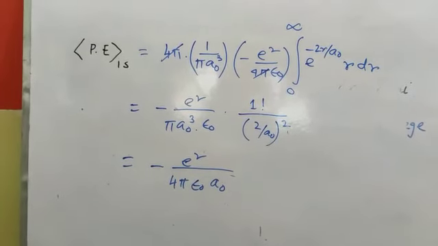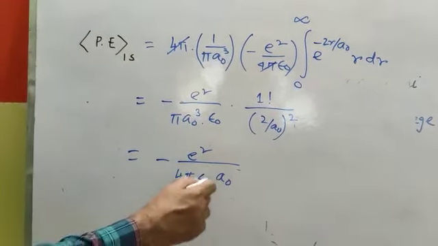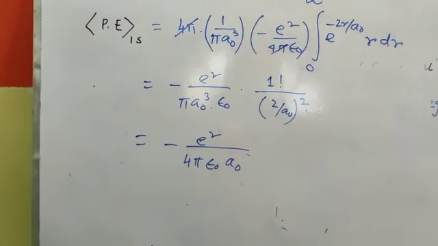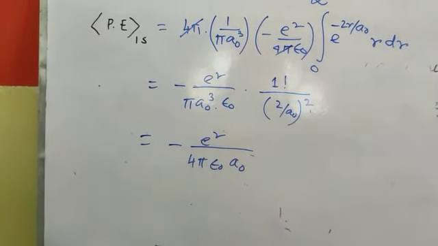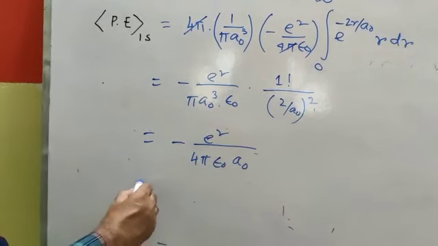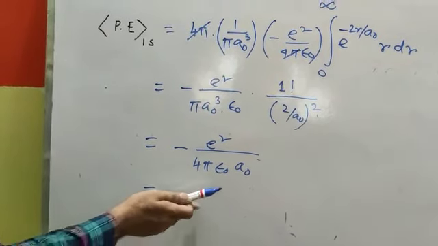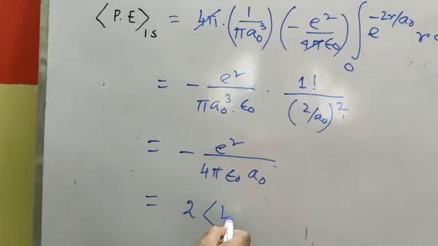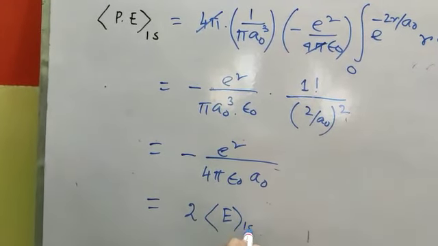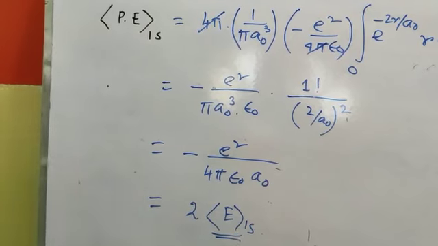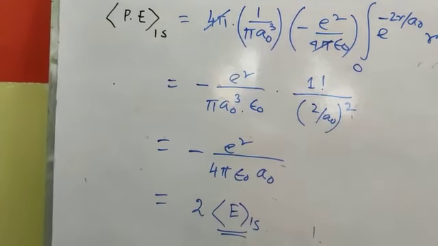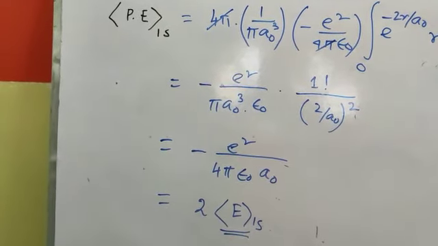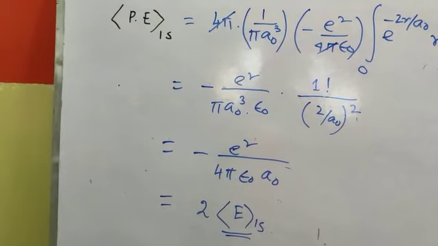Now if we compare this value with the total energy of the hydrogen system, then we will find that this potential energy is actually twice the average of total energy. This is the total energy, which you already know for the hydrogen system. So the average potential energy is twice the total energy.